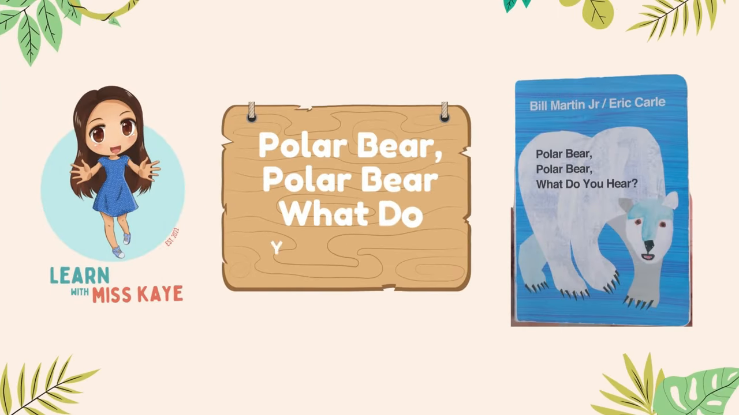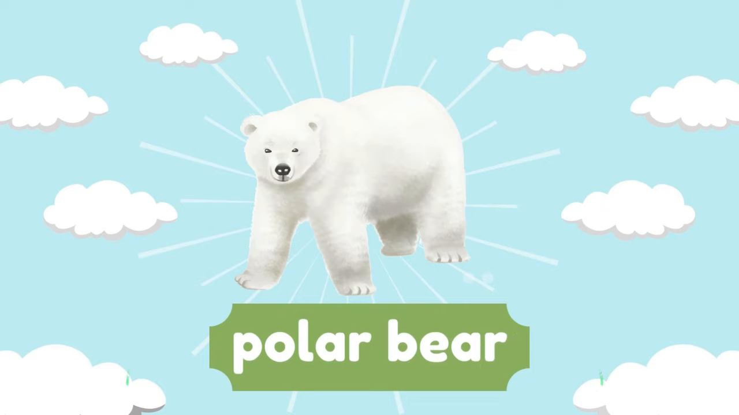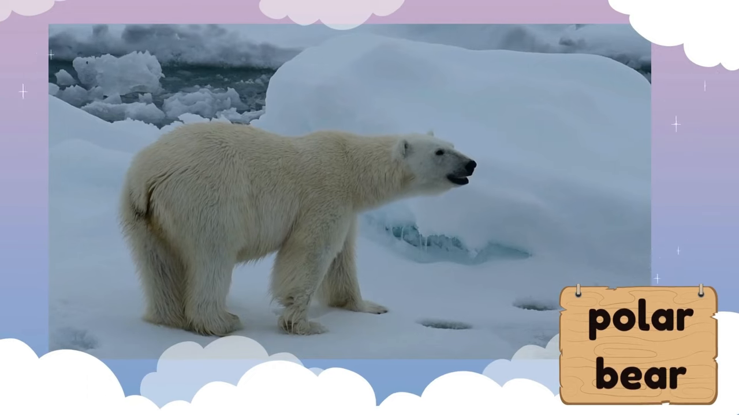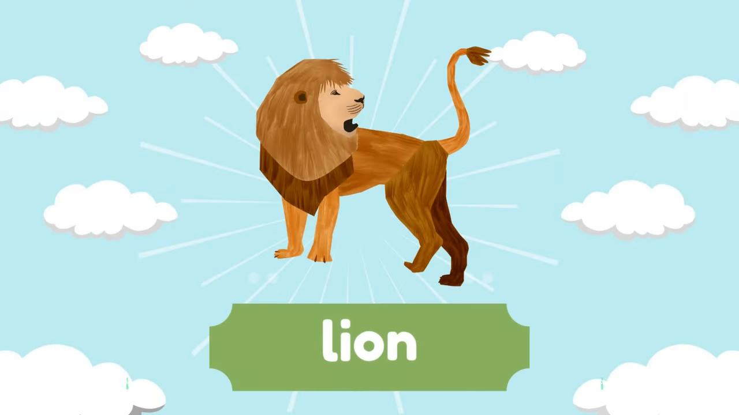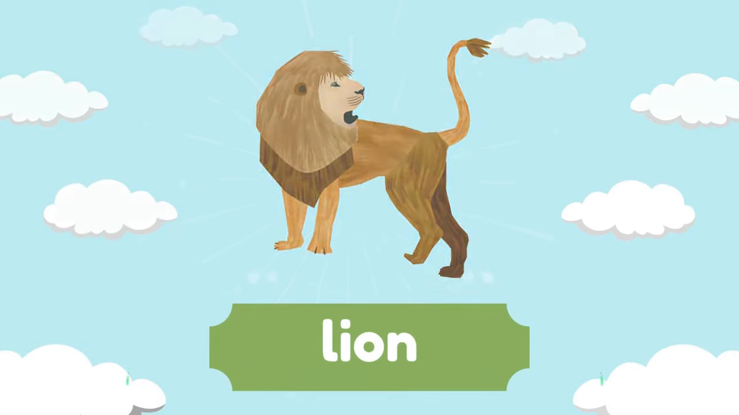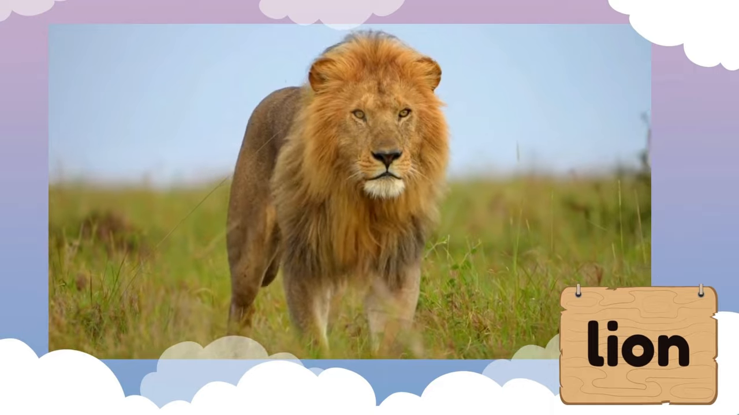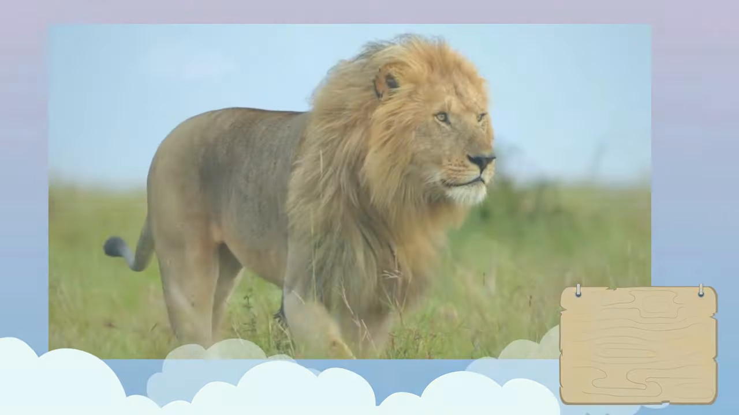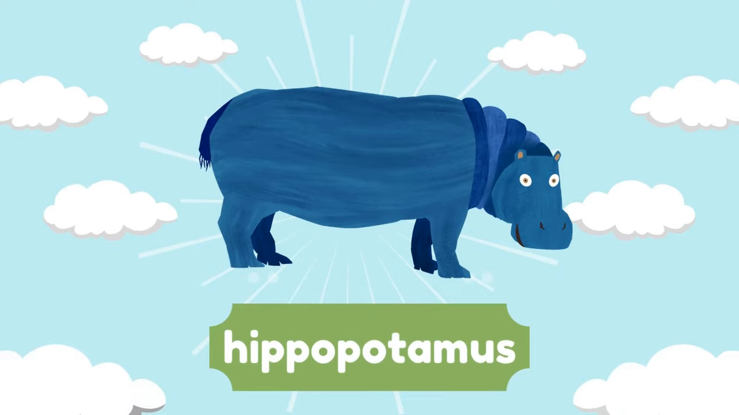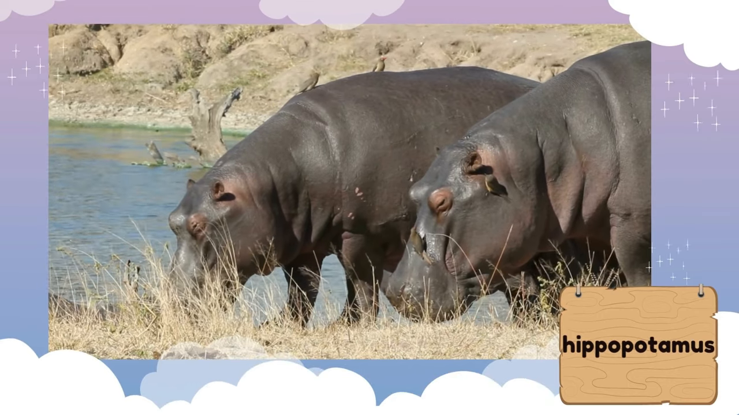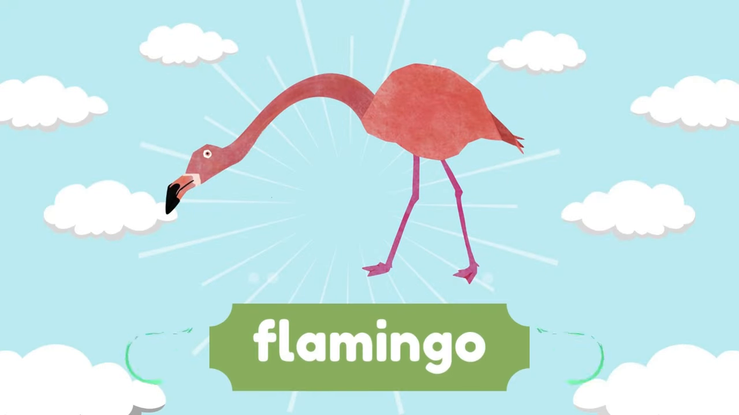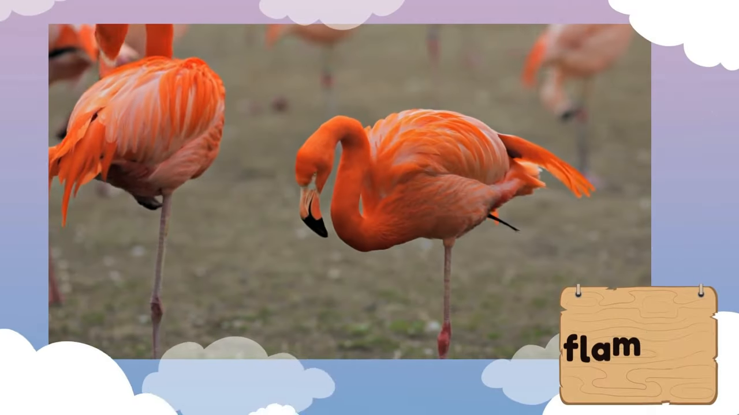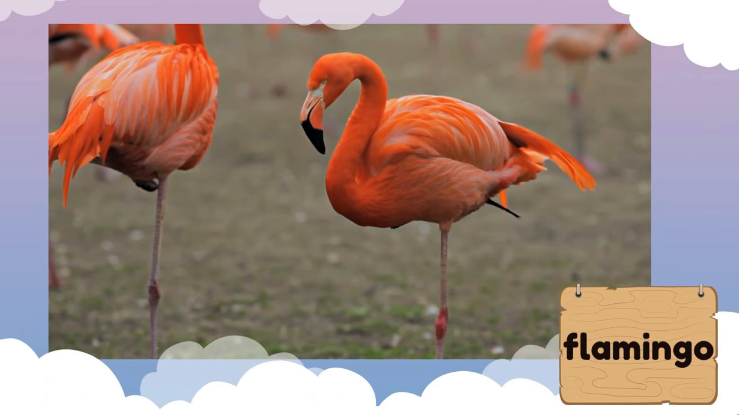Now let's learn animals from Polar Bear, What Do You Hear? Polar bear. This is a polar bear. Lion. This is a lion. Hippopotamus. Flamingo. This is a flamingo.